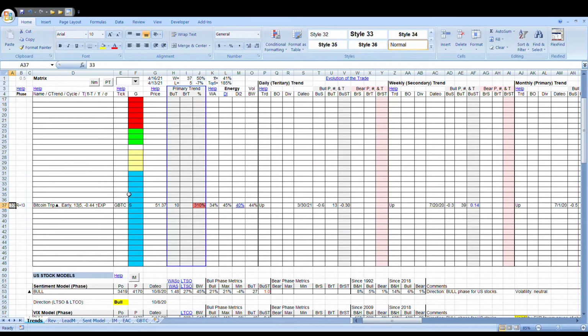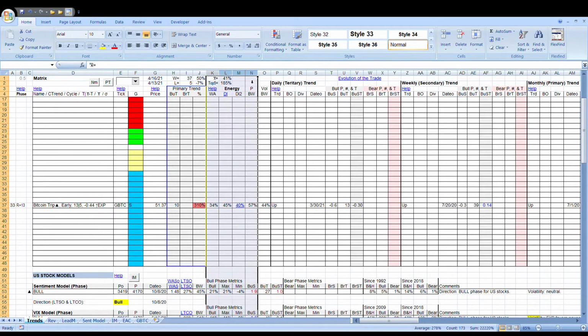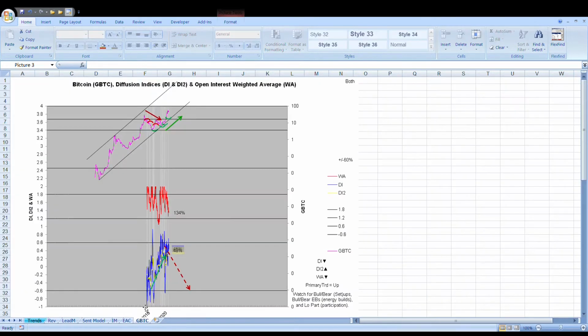Energy is an important part, and that's located here. And we're going to take a look at that chart. It's these three columns here. We have a DI of 40 and a DI of 45 and a DI2 of 40, which are fairly large energy builds. In graphical terms, it looks like this.